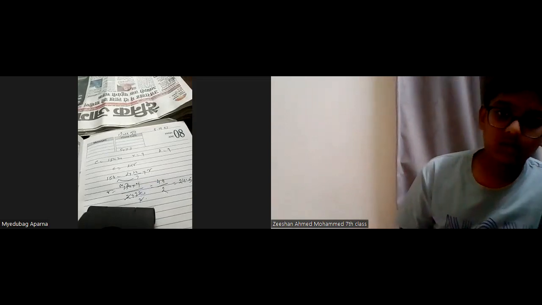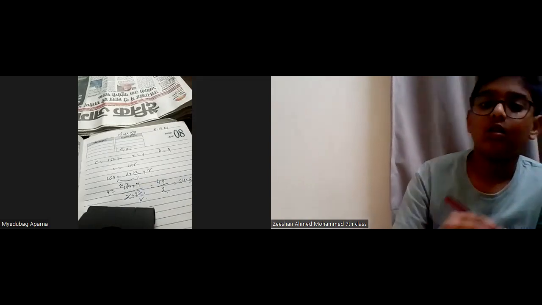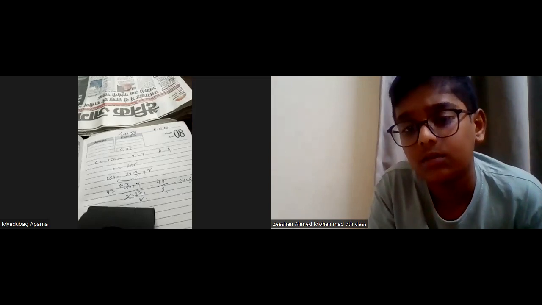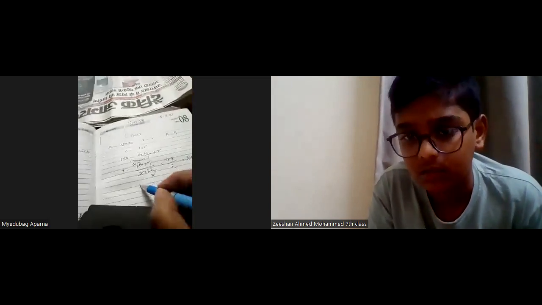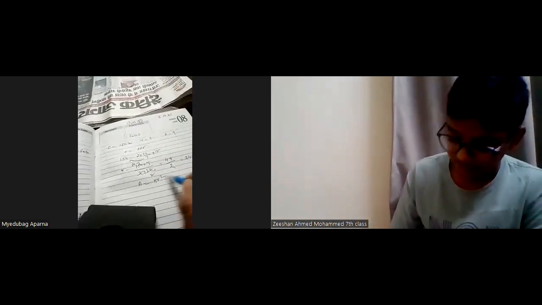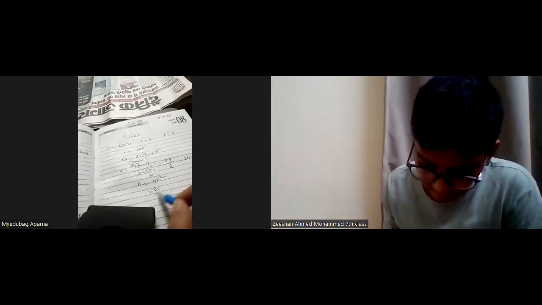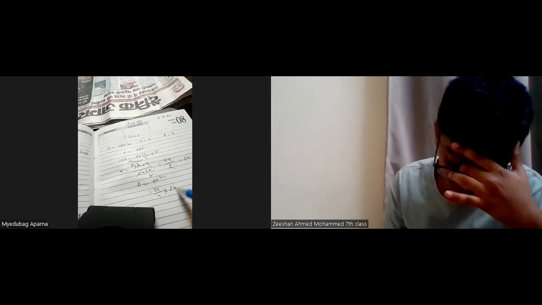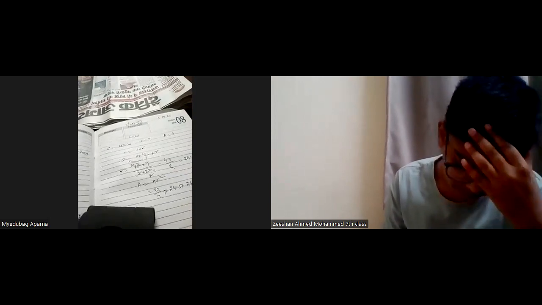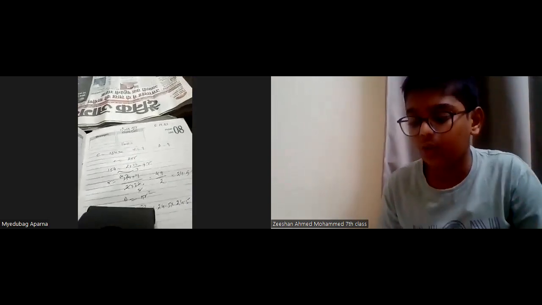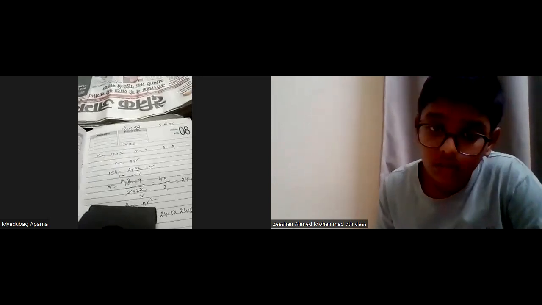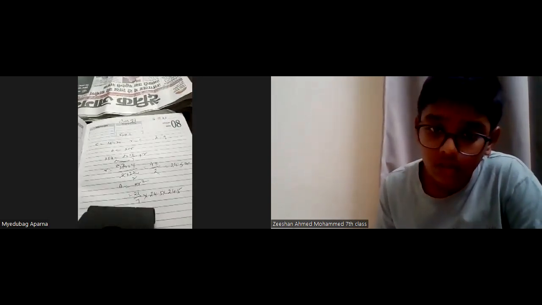And after that, I think the area also you can find. What is the formula for the area? Area equals pi r square. So you can put the value.